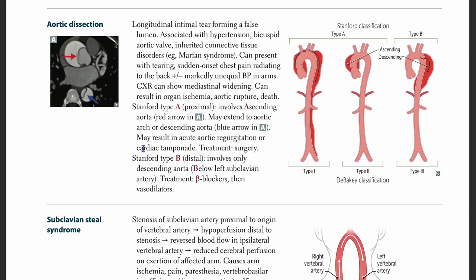Blue arrow in A. Okay. So this is the descending aorta. May result in acute aortic regurgitation or cardiac tamponade. Okay. Treatment is surgery. Stanford type B distal involves only descending aorta below left subclavian artery.